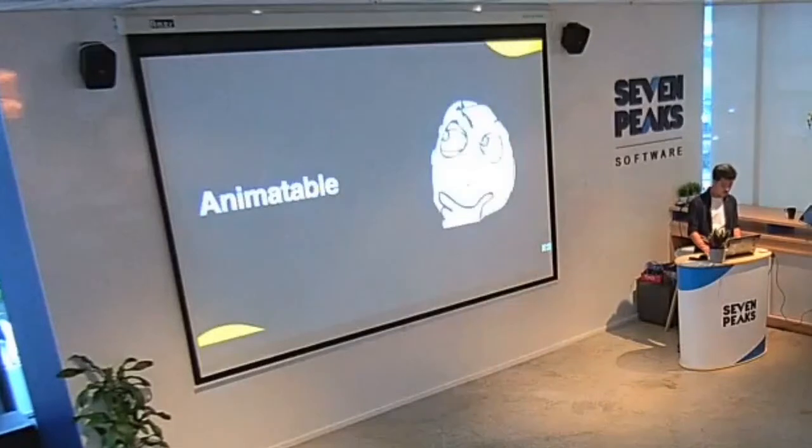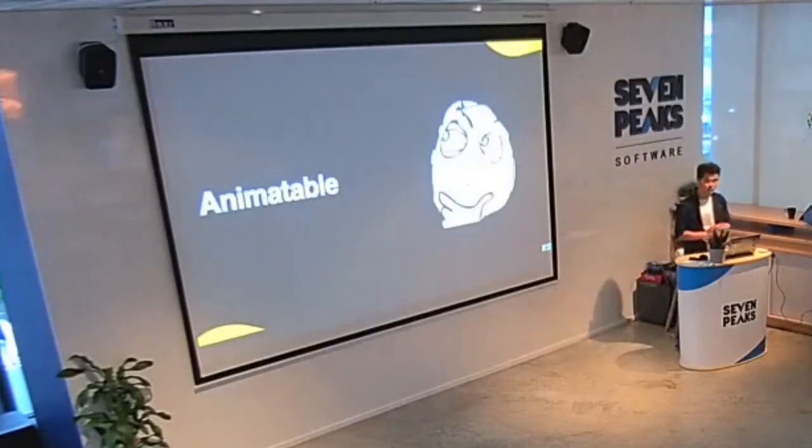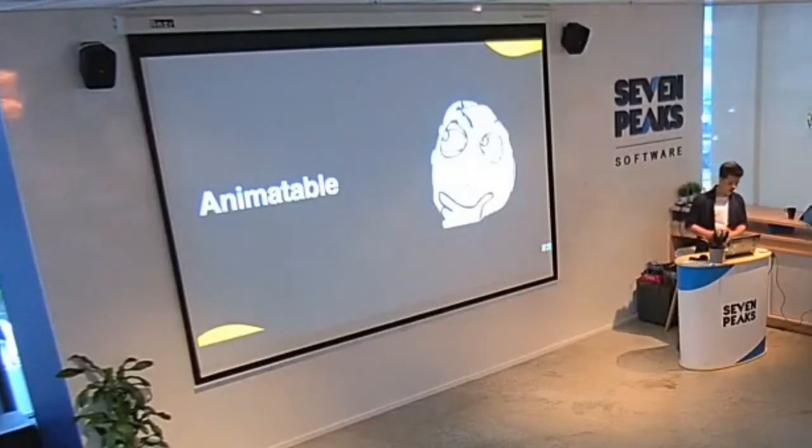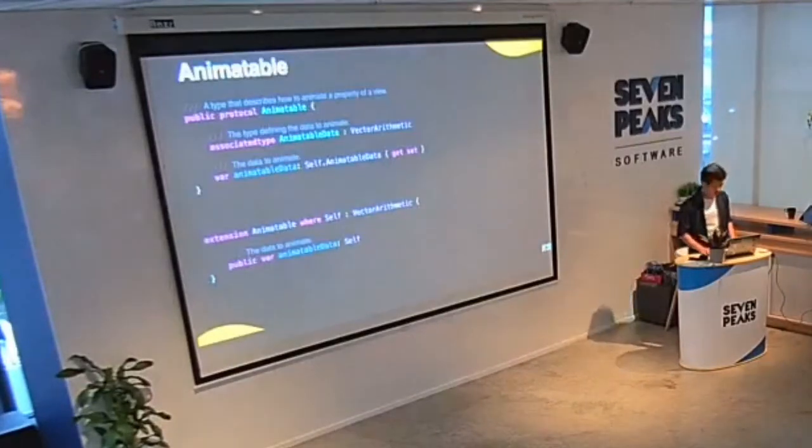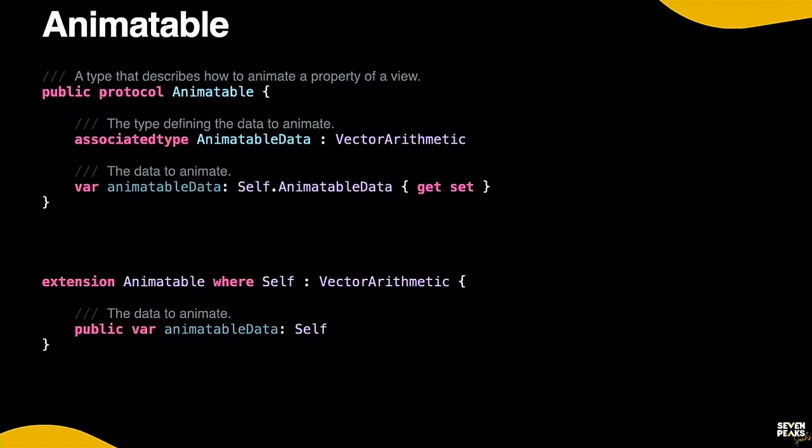So all kinds of animation in SwiftUI are backed by one protocol called Animatable. In the next step, we will take a look at what Animatable is. Animatable is a protocol from the SwiftUI framework, and its companion is AnimatableData. And AnimatableData is VectorArithmetic.